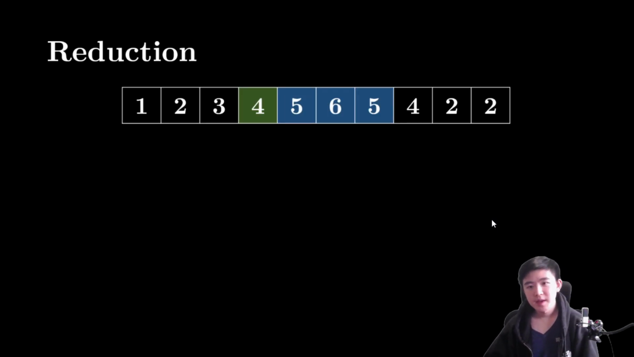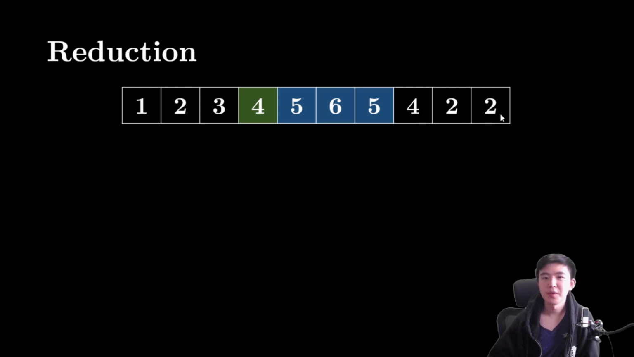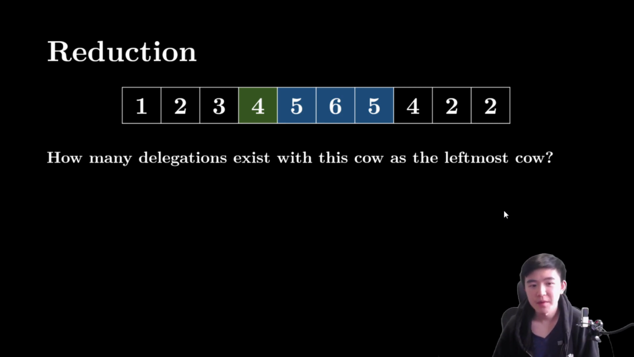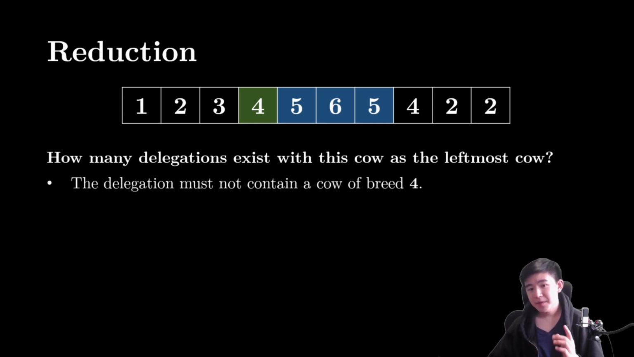We want to show that the core of this problem is finding out how many unique breeds are within an interval. So here's an example. We have a row of cows, 1, 2, 3, 4, 5, 6, 5, 4, 2, 2. Those are the breeds of the cows. For example, let's let 4 be our leader. We want to ask how many delegations exist with this cow as the leftmost cow. The delegation, first, must not contain a cow of breed 4, because obviously one leader is 4, and the conditions state that we can't have any other cow be the same breed as the leaders.